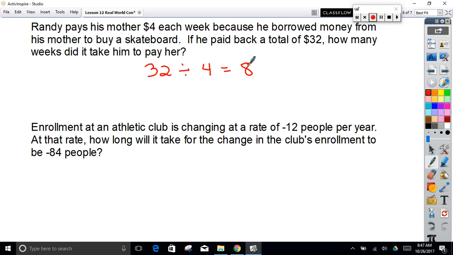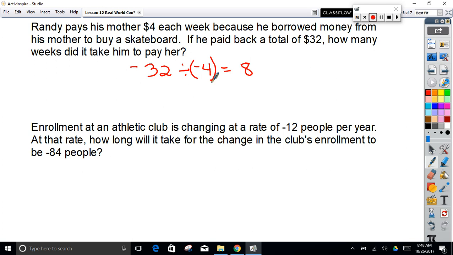So you thought of it just in positive terms. You were thinking about the amount he owes her. Could you have thought of this in terms of negative numbers? Yeah. How? What would be your idea? Zoe? Negative 32 divided by negative 4. Yeah, you could have done negative 32 divided by negative 4. So here's an example of when you might use 2 negatives in real life. He paid back a total of 32, so that's a negative 32 to him, right? And he paid $4 each week, so he was losing that money every week.